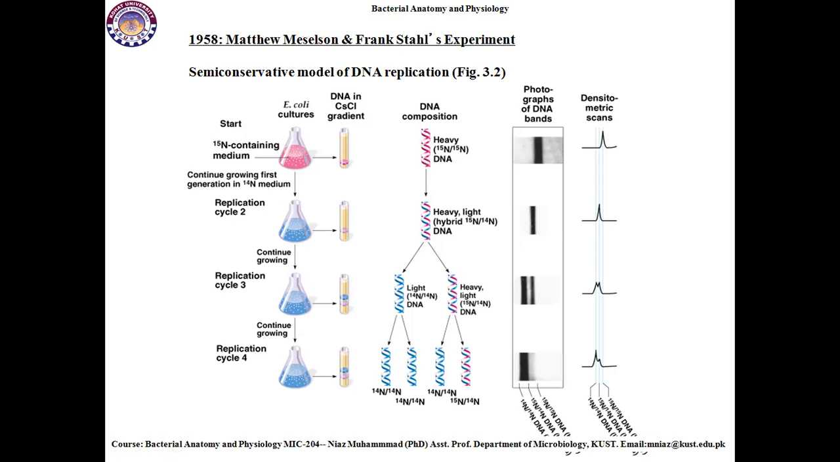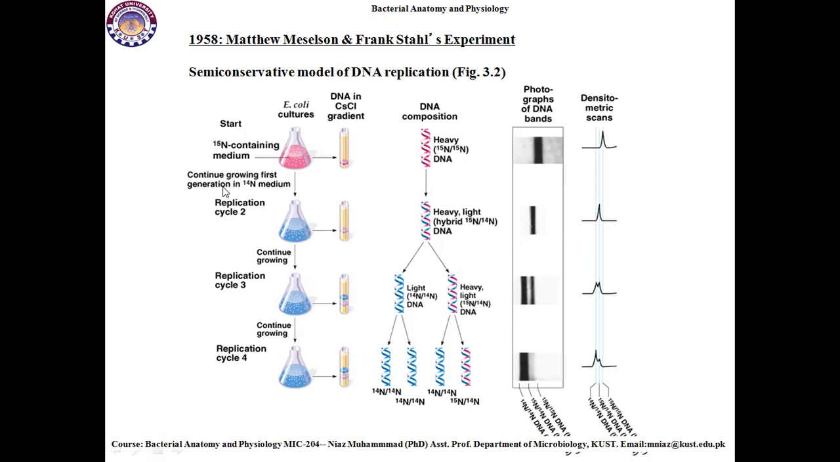So this DNA was run on gel, and after that a photograph of the DNA bands was taken. There was a single band, and the densitometric scan also showed there is one peak. Okay. Secondly, what do they do?